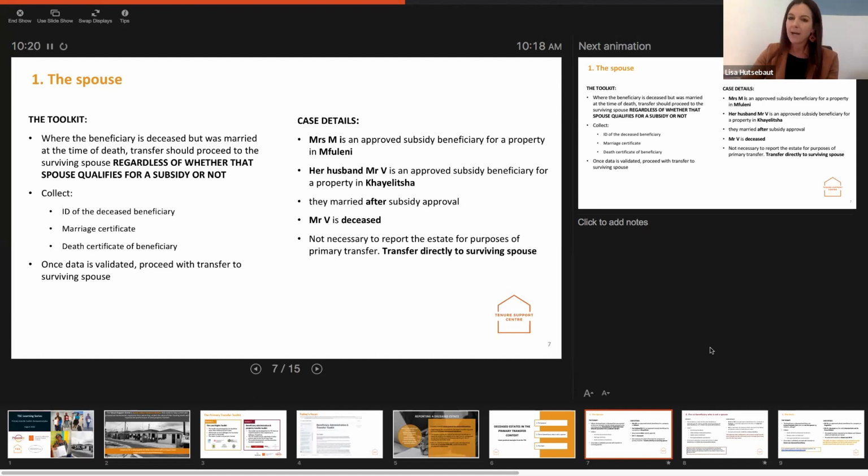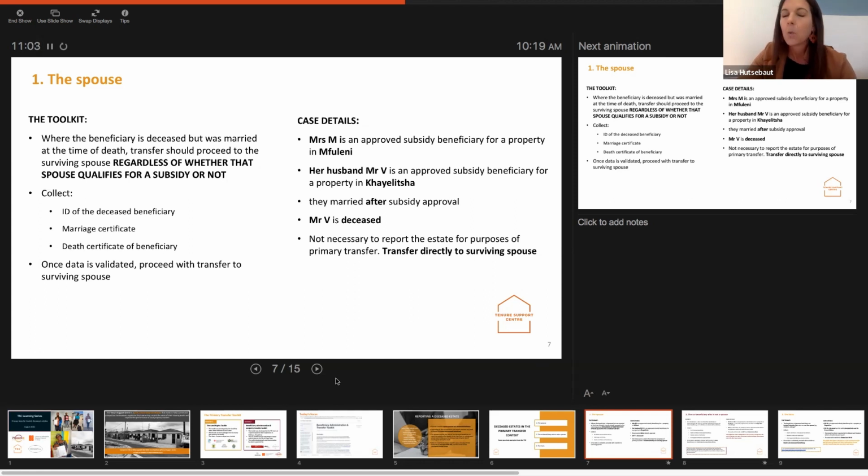And then his wife, as the surviving spouse, would be entitled to that property by virtue of that marriage after his death. So the fact that the primary transfer hasn't happened already shouldn't be a barrier to her rights to that property as surviving spouse. So in this instance, our suggested process is you don't actually even need to report the estate here, because you're doing a direct transfer from the state to the surviving spouse. Okay, so you don't need to even go through that process of reporting. You don't need to wait for master's letters to get issued. You just transfer directly to the surviving spouse on the basis of the documentation that we've outlined there on the left.